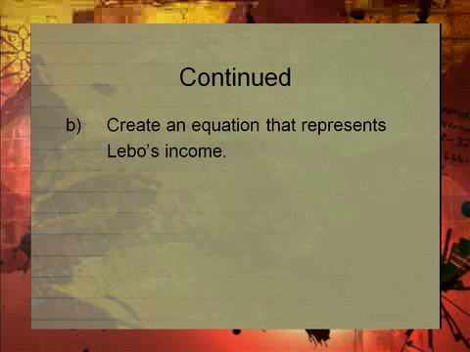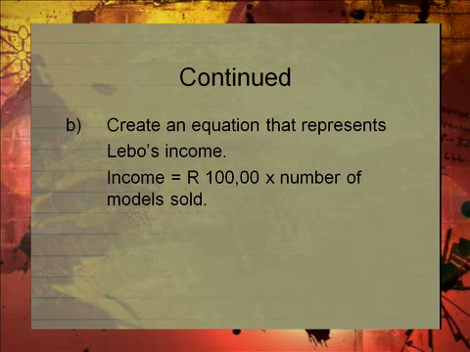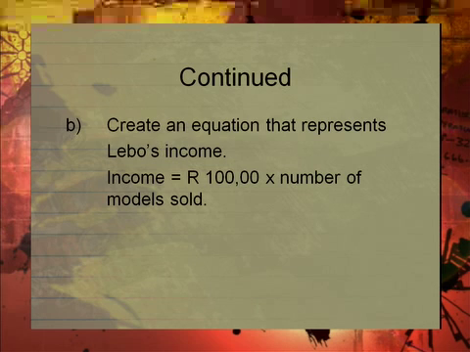Well, we still have to create an equation that represents Levo's income. Still money, but it follows what we have there. So we have income as 100 times the number of models sold. Easy. 100 Rand is income times the number of models sold.